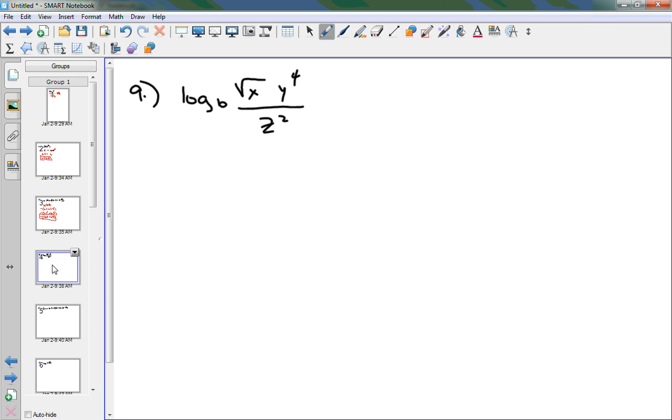It's division, and in log world division is subtraction. So this is going to be log base b of the square root of x y to the 4th minus log base b of z squared. Now what? There's multiplication there. So in log world, that is addition.